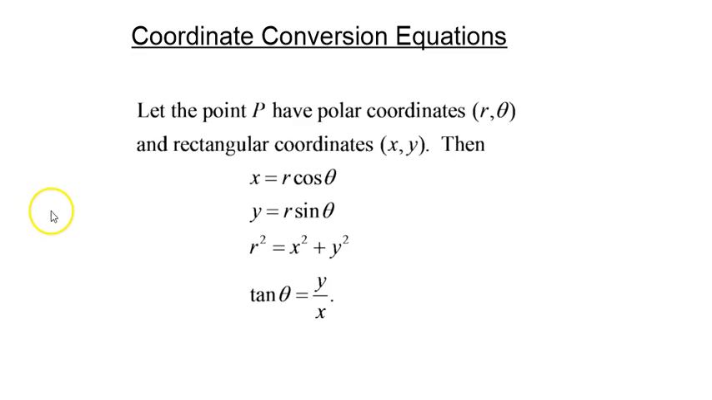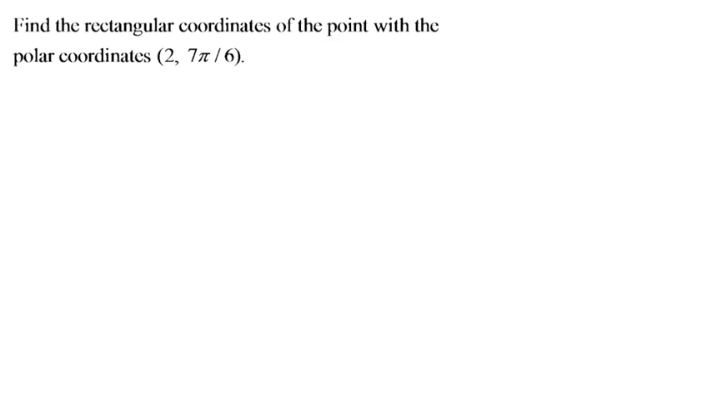Make sure you have those in your notes, because we're going to use all of these when performing these conversions. In the next example, we're going to find the rectangular coordinates of the point with the polar coordinates (2, 7π/6). Right now this is in polar coordinates. We want to convert it into something that we recognize. So first thing we're going to have to do is write down the equations we need to use.